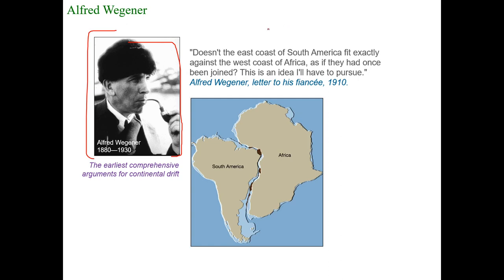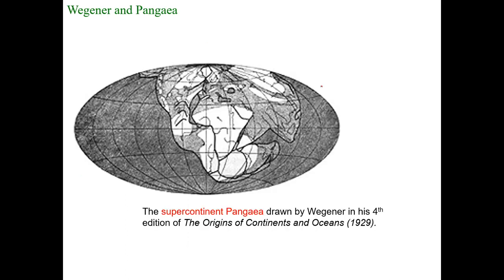So Alfred Wegener noticed, doesn't it look like the east coast of South America fits exactly with the west coast of Africa, as if they'd once been joined, right? So this is an idea I have to pursue. This is in 1910, in a letter to his fiancée. I don't know how romantic of an idea that is to be talking with your fiancée about, but whatever, it was him. So we put together this idea, which we're now very familiar with, but at the time this was groundbreaking.